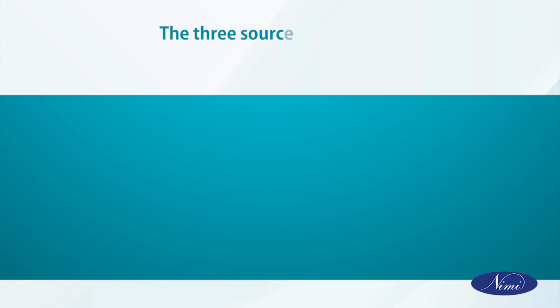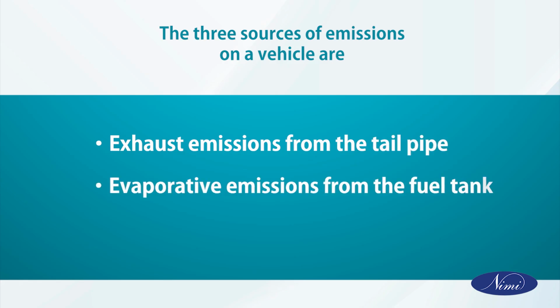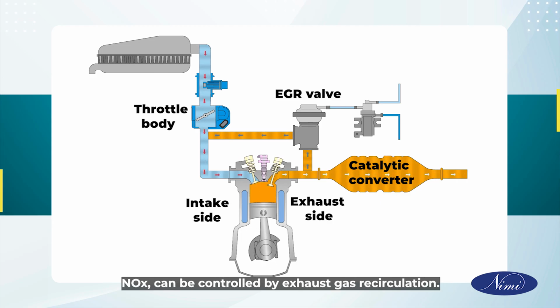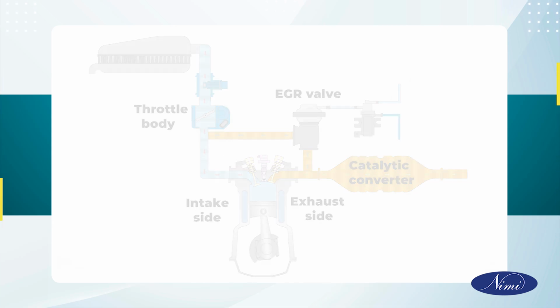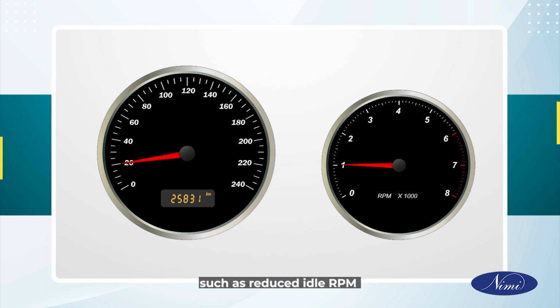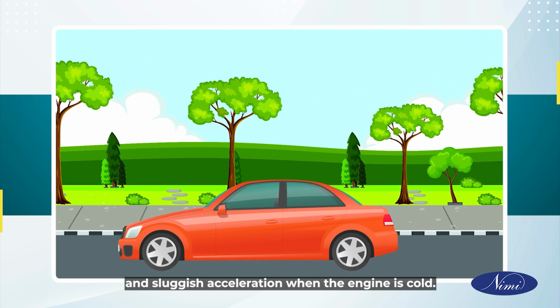The three sources of emissions on a vehicle are exhaust emissions from the tailpipe, evaporative emissions from the fuel tank, and crankcase emissions from blow by gas. One of the exhaust gas emissions, NOx, can be controlled by exhaust gas recirculation. However, this can cause performance issues such as reduced idle RPM and sluggish acceleration when the engine is cold.